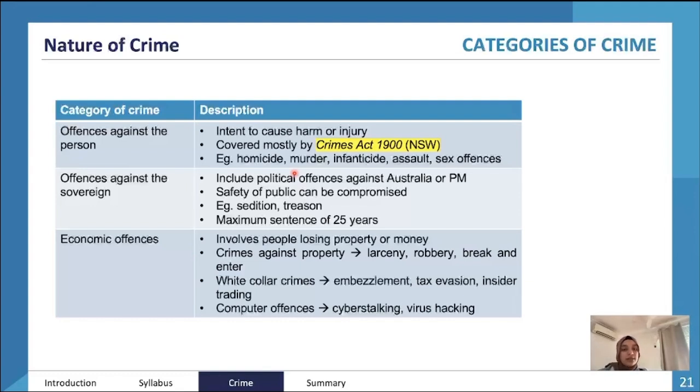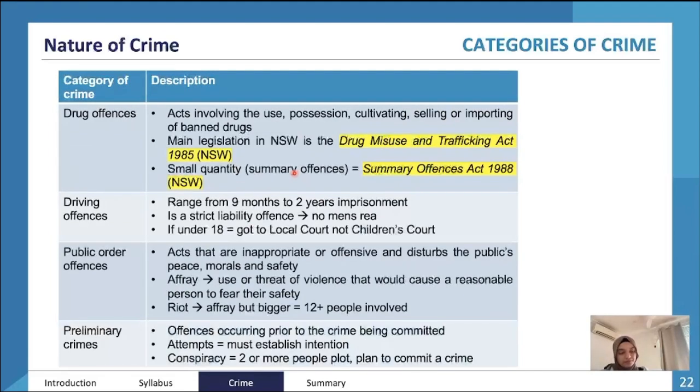White collar crimes, so things like embezzlement, tax evasion, so avoiding taxes, not paying taxes, and insider trading, so gaining benefit by having private information shared amongst a group of people so that they can benefit before it goes out to the public. Computer offences, so cyber stalking and virus hacking, are all examples of computer offences. I'm sure that most of these are pretty obvious to all of you.